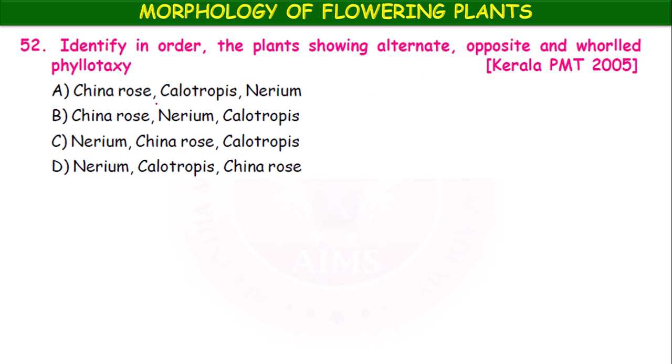Alternate phyllotaxy is present in the China rose. Opposite phyllotaxy is present in the Calotropis, and the whorled phyllotaxy is present in the Nerium. Nerium means Ganneru, Calotropis means Jilledu, China rose means Mandara. They show these types of phyllotaxy. Phyllotaxy is the arrangement of leaves on the stem.